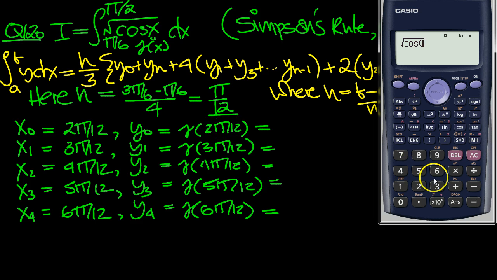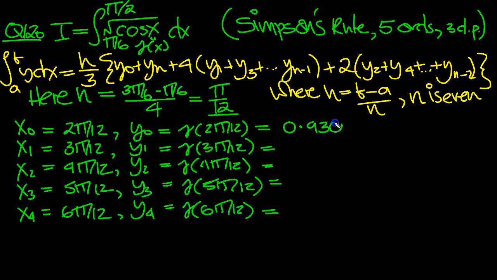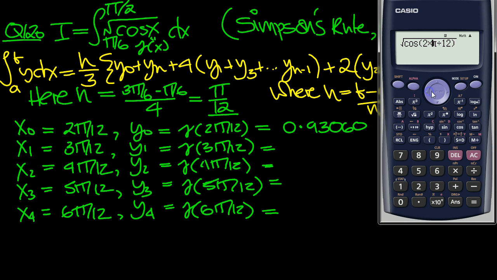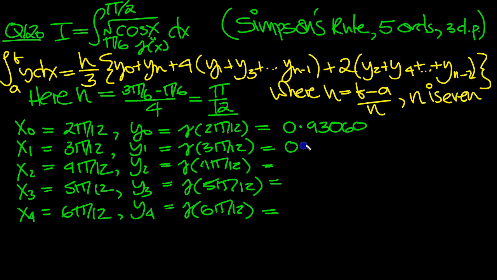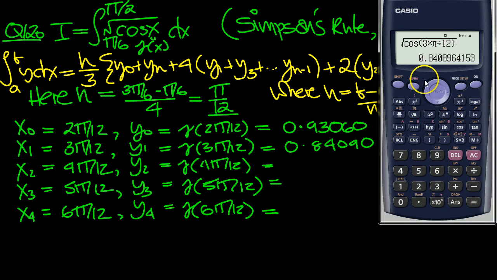And the first value is 2 pi over 12. 2 times pi divided by 12 equals 0.93060. We'll work to 5 decimal places so that our answer can be accurate to 3 decimal places at the end. So 0.93060. Next one, 3 pi over 12. Let's just toggle back now. Change that 2 to a 3. 0.840896. So the 89 goes up to 90. 0.84090.